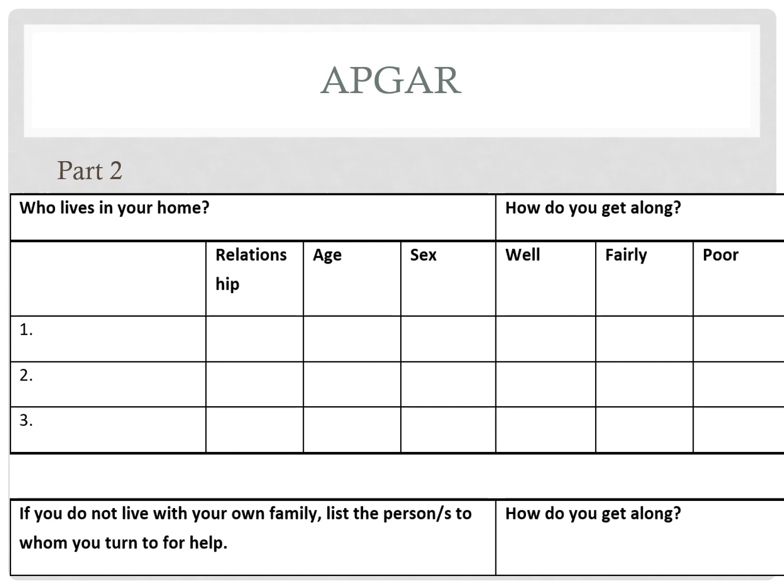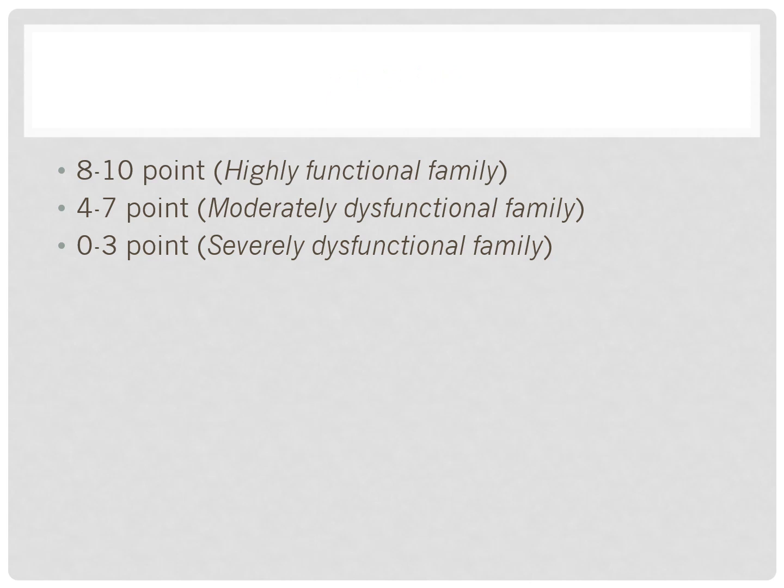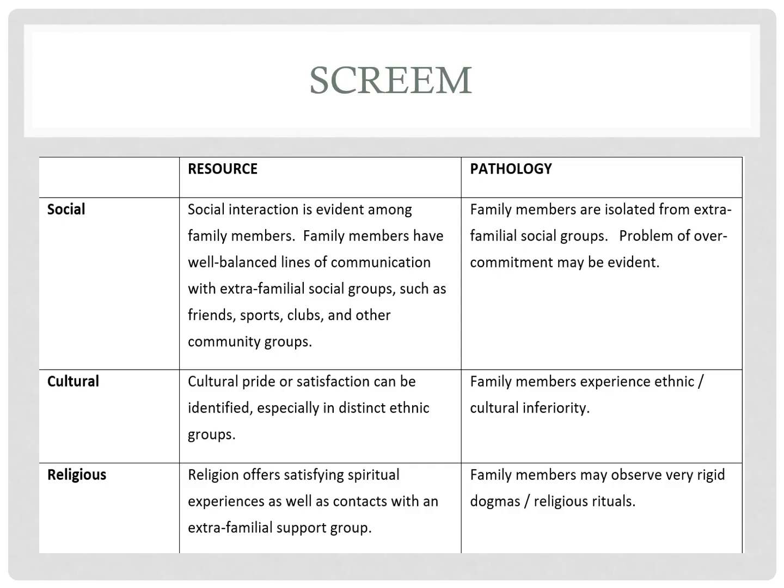Part 2 of the family APGAR simply lists who lives in your home and how you get along. If you do not live with your own family, list the persons you turn to for help and how you get along. Scoring: 8 to 10 shows a highly functional family, 4 to 7 moderately dysfunctional, and 0 to 3 severely dysfunctional. The next family tool would be SCREEM.